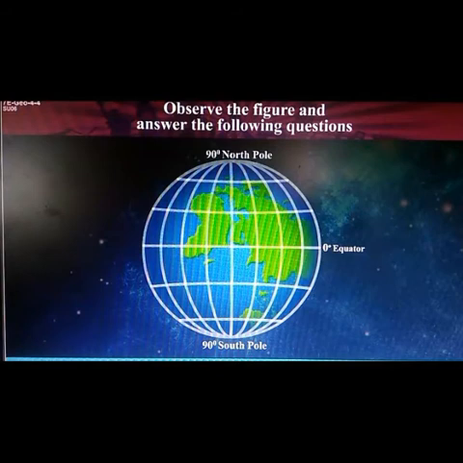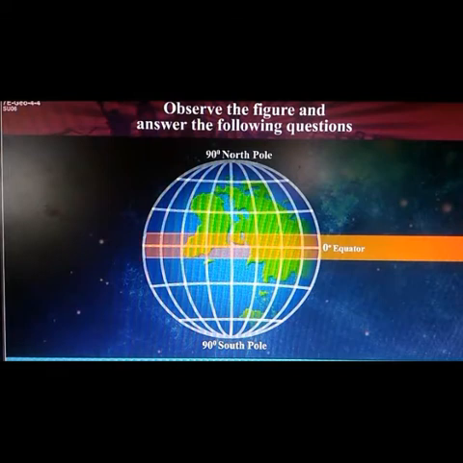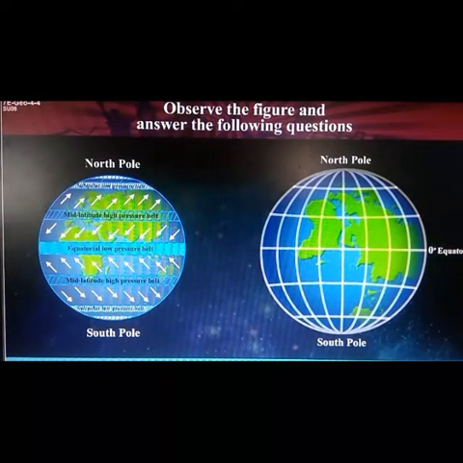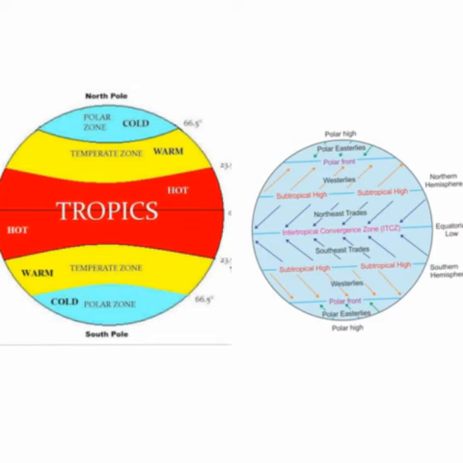Now children, let us answer some of the questions by observing the diagram. First question, which pressure belt is mainly found in the tropics? The equatorial low pressure belt is mainly found in the tropics. Coming to the next question, with which pressure belt are the polar winds associated? Answer, the polar winds are associated with the polar high pressure belts. Next question, in which temperature zone are the polar winds observed? Answer, the polar winds are observed in the frigid zone.